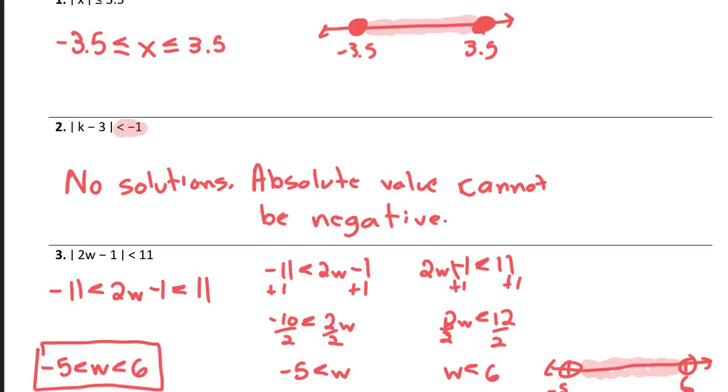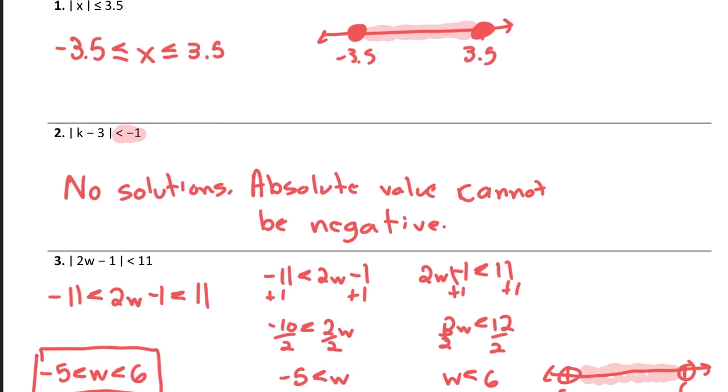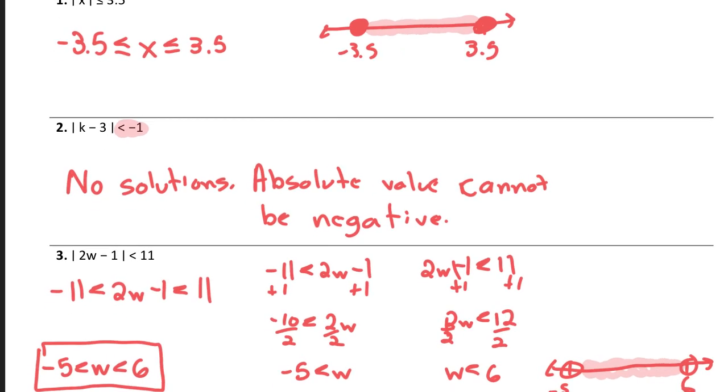Okay, so as for my solutions, in number 1, all I really had to do was set up the AND inequality, and I didn't have to do any solving because I already had just x. So that one was fairly simple to graph. Number 2, absolute value being less than a negative number means my solutions can only be negative, which doesn't make any sense because absolute value cannot be negative. So number 2 has no solutions because of the less than a negative number.